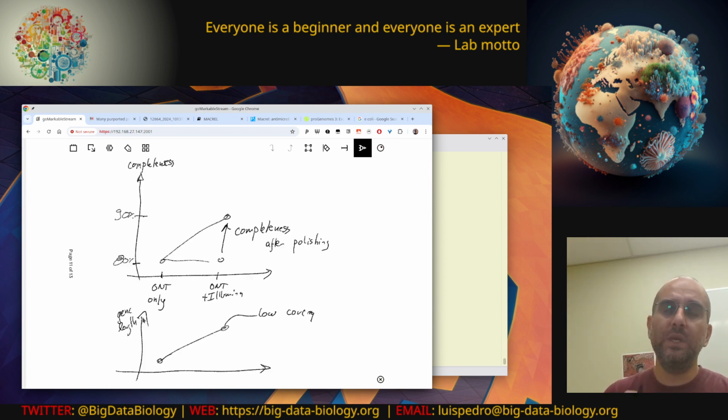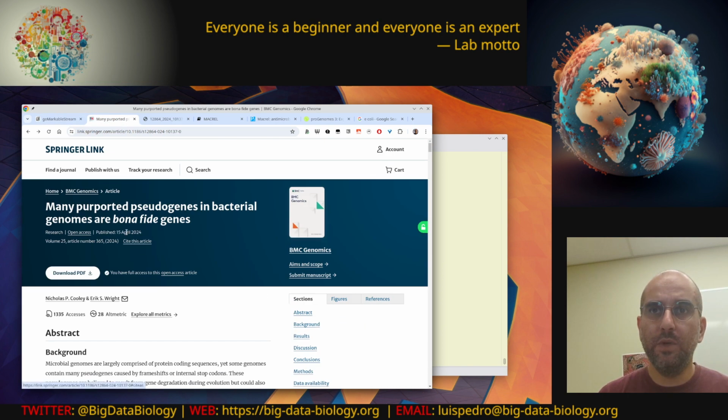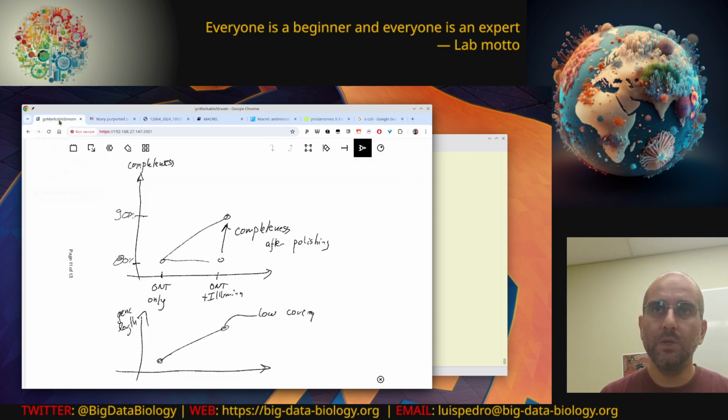So the other thing we see is that the average gene length goes up. So genes are just longer, and longer genes are better. So this was probably where we started to look at this. Then we also saw the Coolin and Wright paper that came out, more or less as we were thinking about these things. So sometimes it's just things hitting at the right moment.